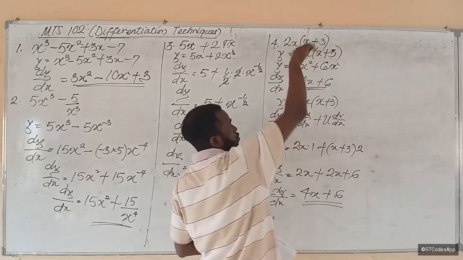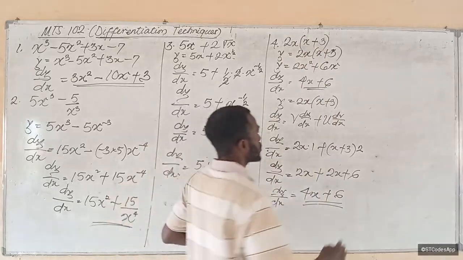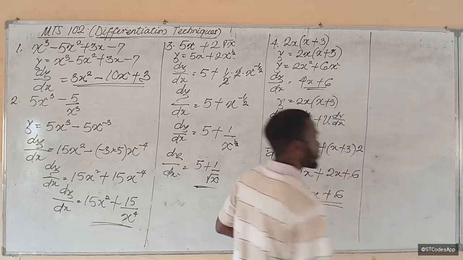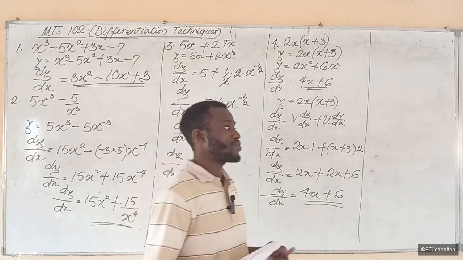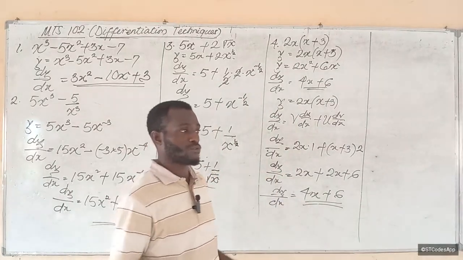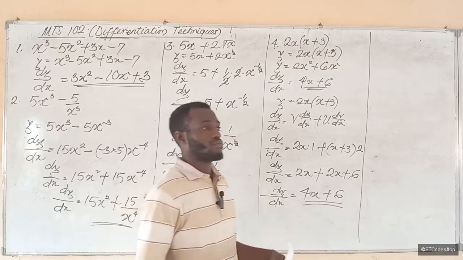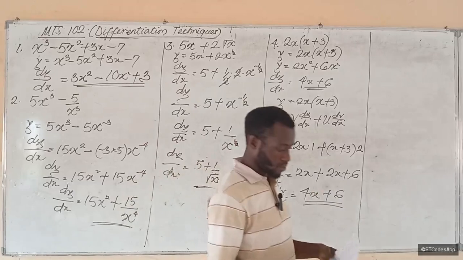So you see, this approach is faster rather than using product rule, okay? So for polynomial expressions, always check, before you jump to using product rule, if you can simplify the expression or expand it. Try it before using product rule, okay?